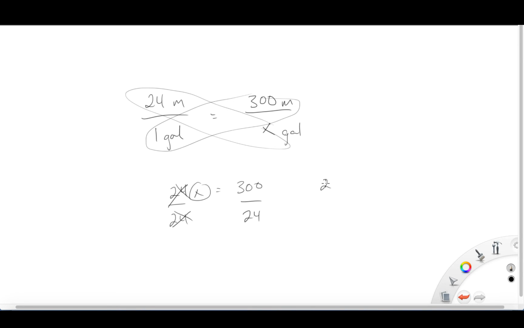24 going into 300 is 12.5. I'll let you do the actual work here, but 12.5 would go right here. That's how many gallons she's going to use. So if you're going to Florida, Texas, California, or somewhere else in the state, you can find out how many gallons you're going to use based on your average miles per gallon. This can help you budget. It can help you figure out what kind of car you should buy, the difference between a car and a truck, whether you should buy a smart car or an electric car. There are all kinds of things that this kind of math can help you with.